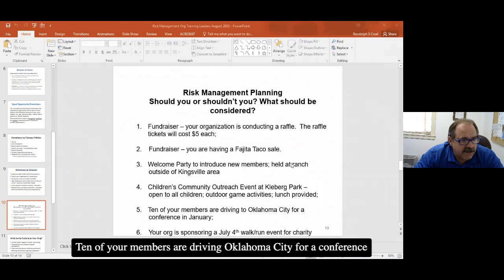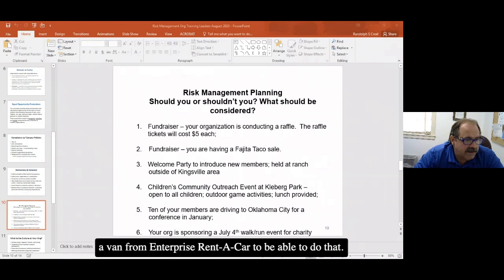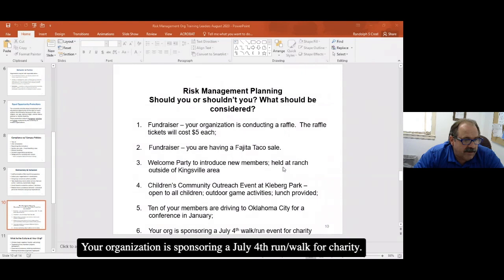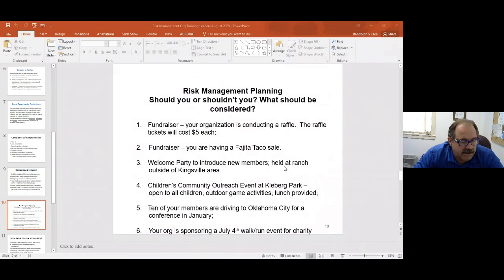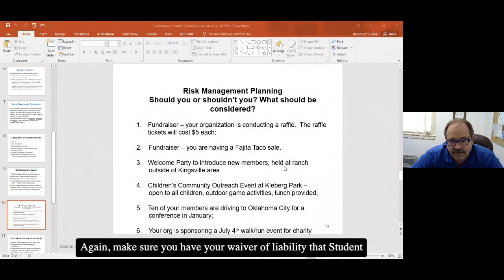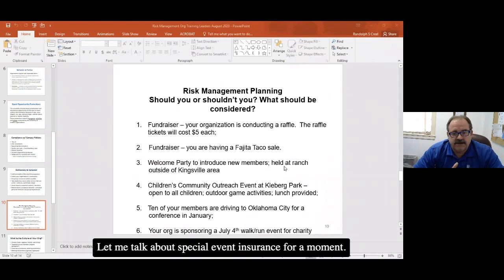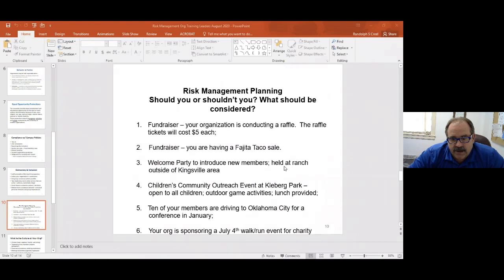10 of your members are driving to Oklahoma City for a conference in January. Nothing wrong here, but I would recommend renting a van from Enterprise Rental Car to be able to do that. Your organization is sponsoring a July 4th run walk for charity. Again, make sure you have your waiver of liability that Student Activities has available for you. Use the special event insurance. Let me talk about the special event insurance for a moment.